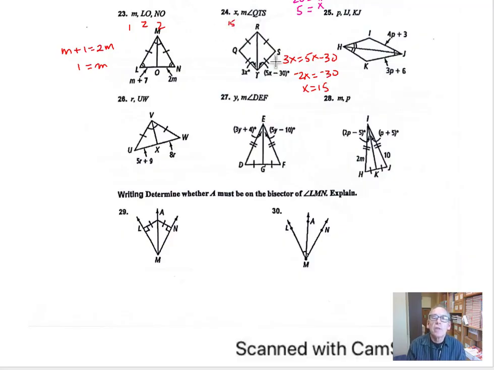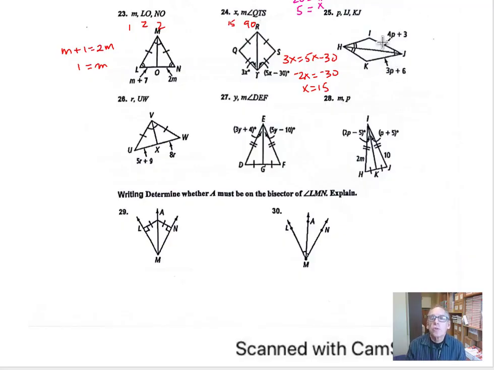Now x is 15. The measure of QTS is going to be twice 3 times 15. 3 times 15 is 45. Twice that is going to be 90. So QTS is 90.